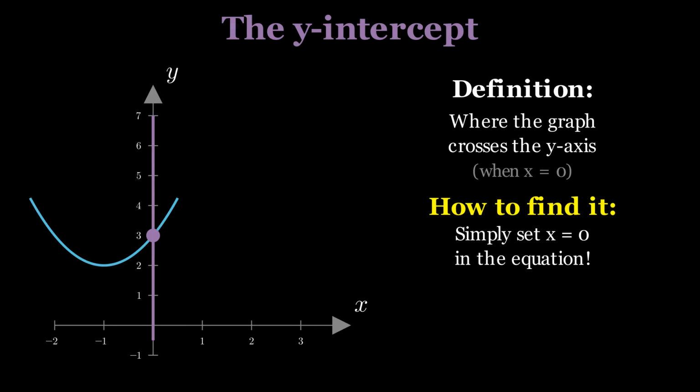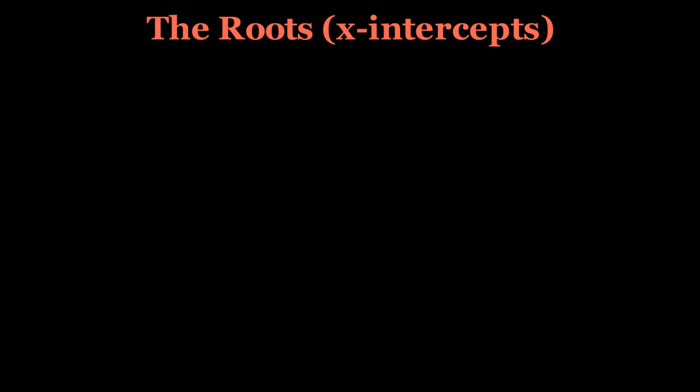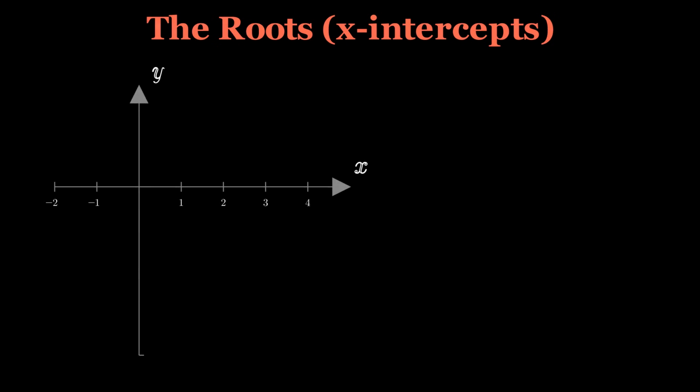For example, if y equals x squared plus 2x plus 3, at x equals 0, y equals 0 squared plus 2 times 0 plus 3. At x equals 0, that simplifies to y equals 3. So the y-intercept is at 0, 3. Easy. Next up, the roots.